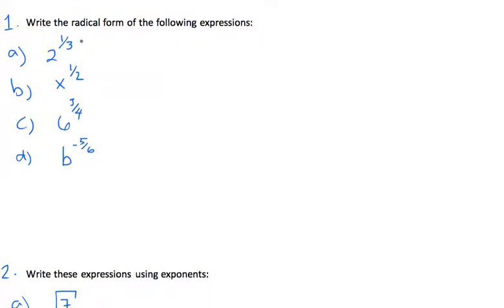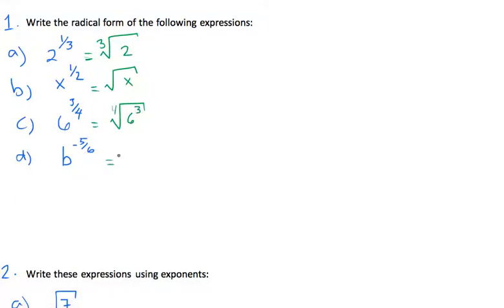Write the radical form of the following expressions. So when I convert this from exponent form to radical form, 2 to the power of 1/3 is the cubic root of 2. Again, the denominator becomes the index, the base becomes the radicand, whatever is inside the radical. Same thing here, this is the square root, and we don't have to write a 2. Whenever there is nothing, it's implied. Square root of x. 6 to the power of 3 over 4. Here, this is the fourth root of 6 to the power of 3.